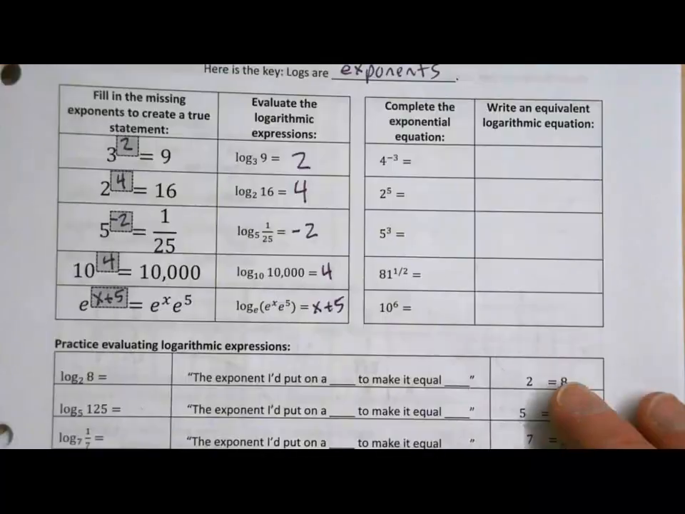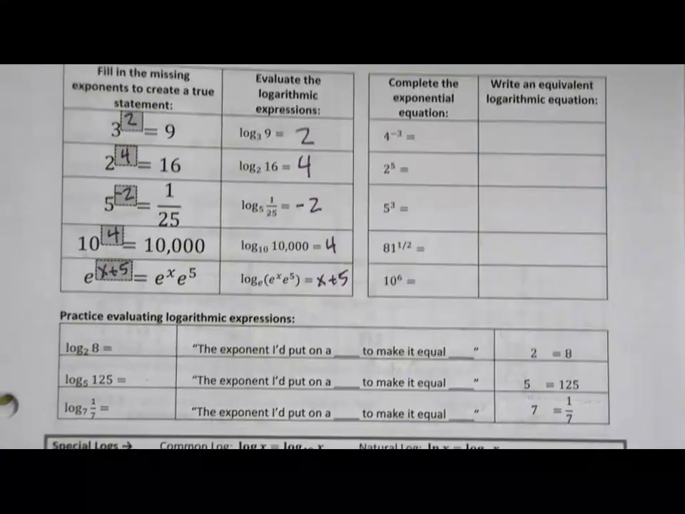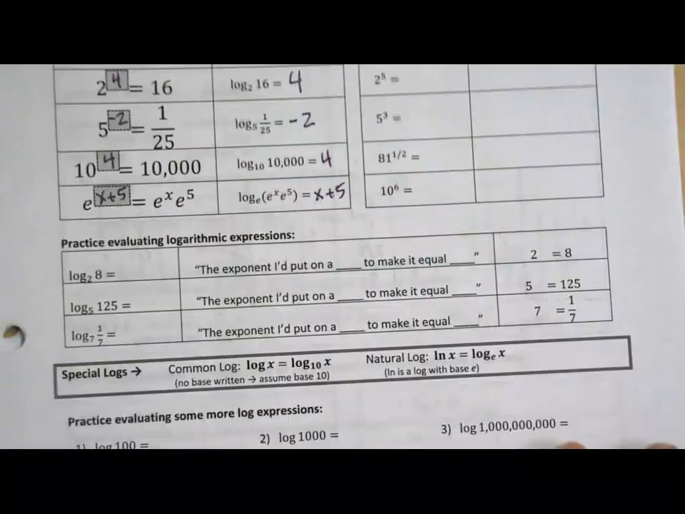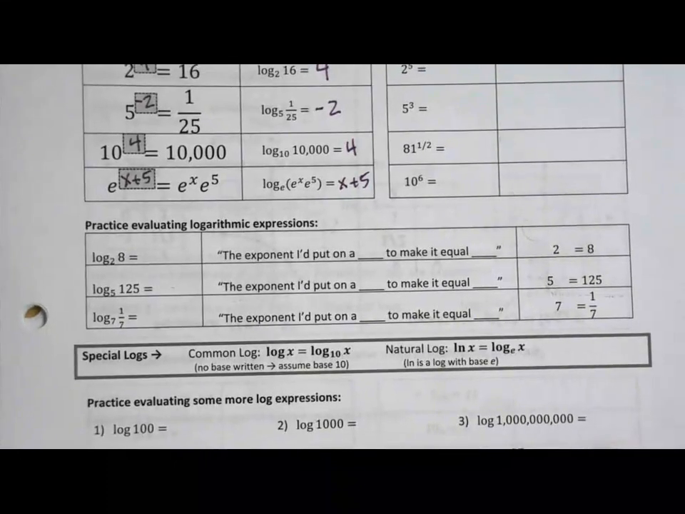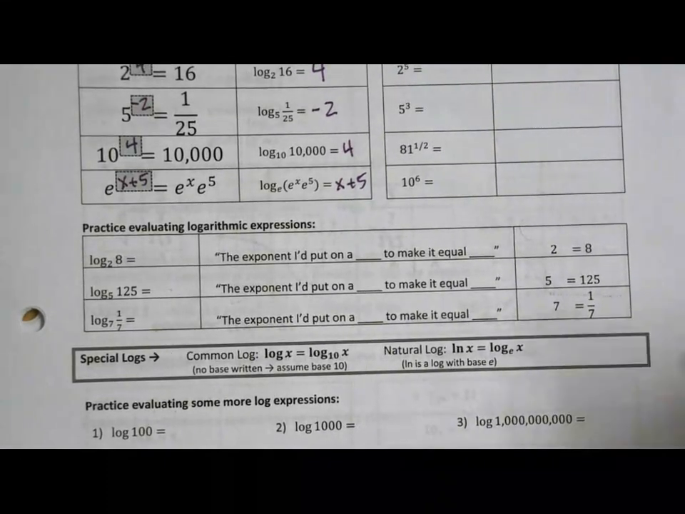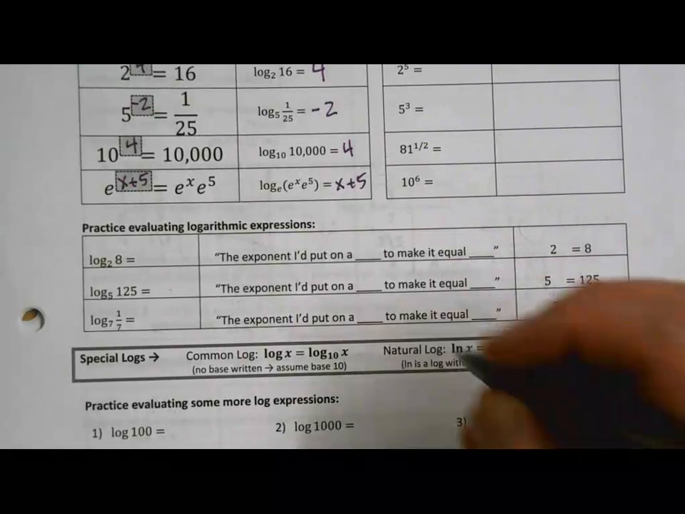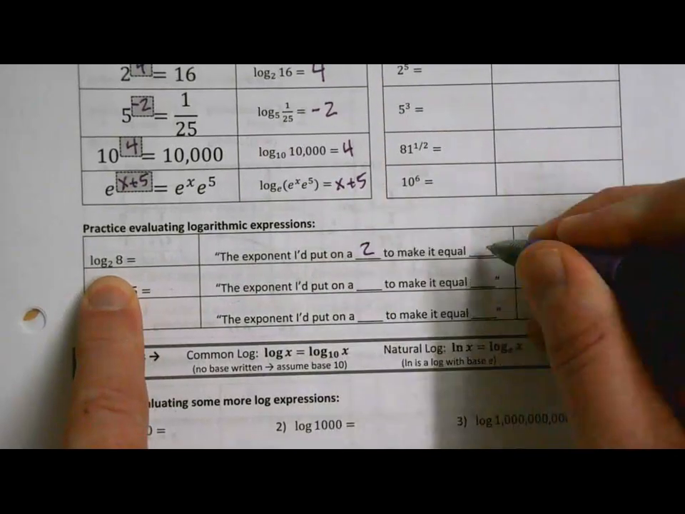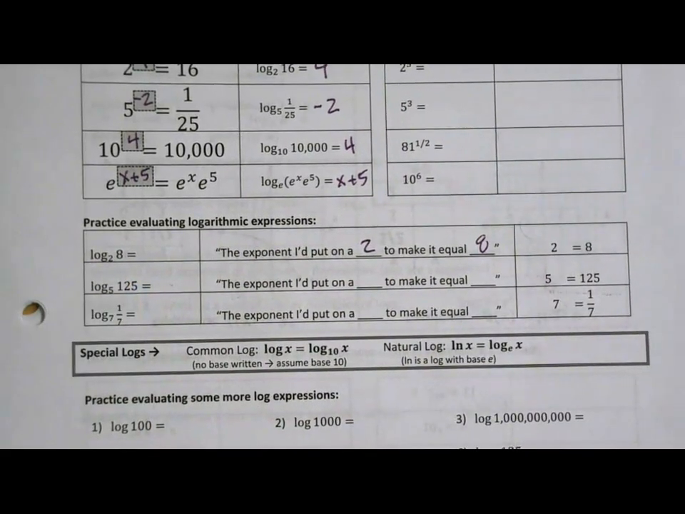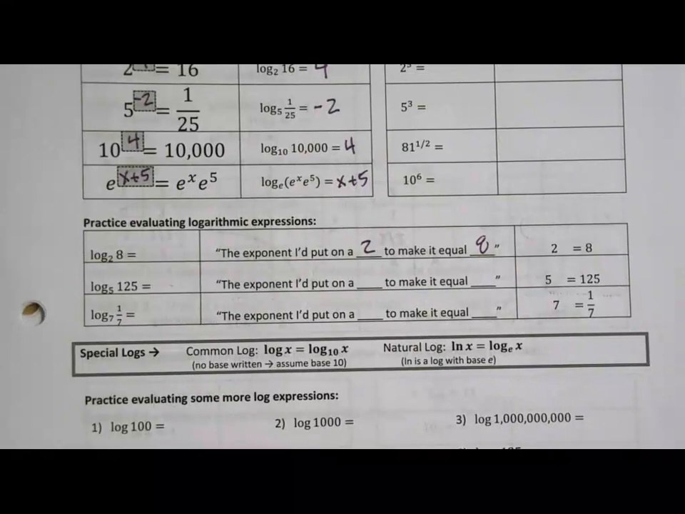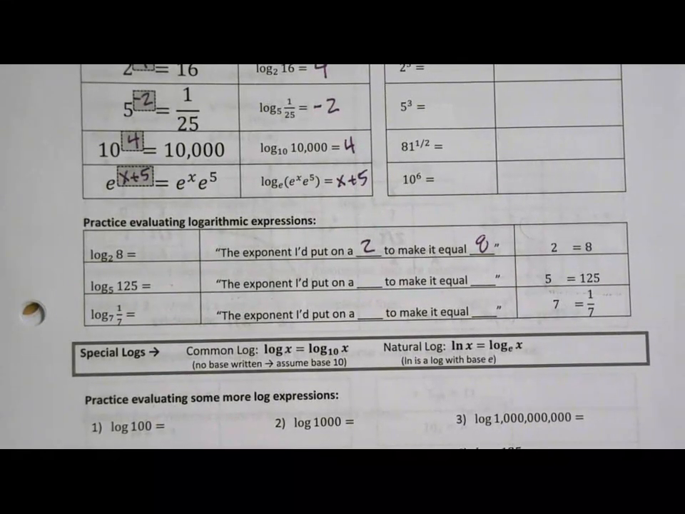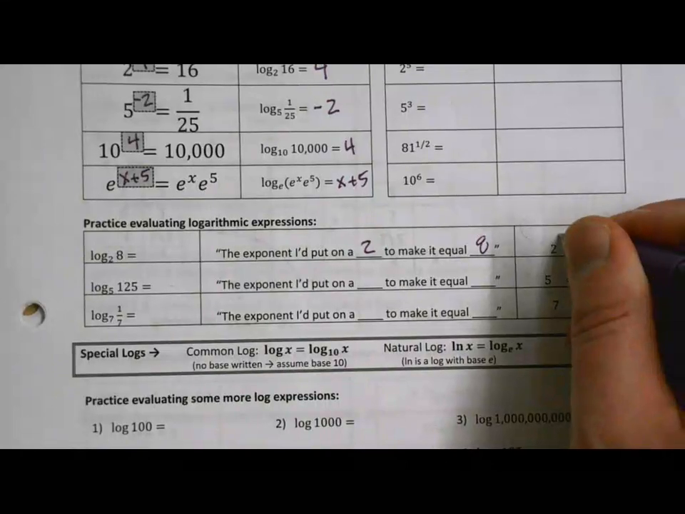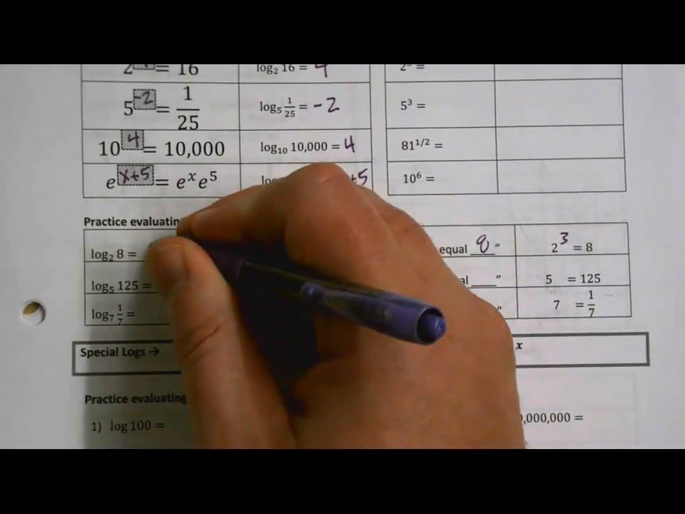So let's evaluate some of these things. I want you to be able to look at the log base 2 of 8 and know that what I'm really asking you is, what's the exponent I'd stick onto a 2 to make it equal to 8? And the answer is what? 3. 2 to the third is equal to 8. So the log base 2 of 8 is 3.